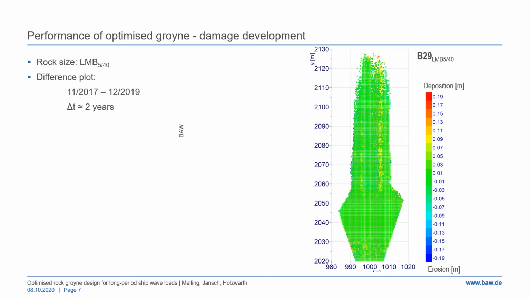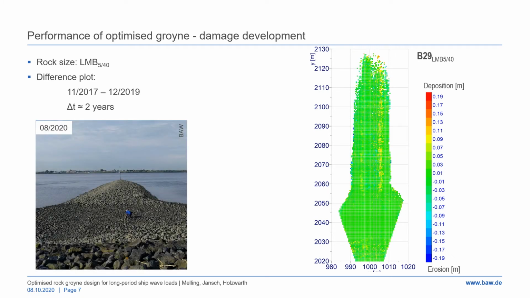Here we can see a difference plot after 2 years with the larger rock grading, representative of the groyne condition in December 2019. We can only see very small deformations in the order of 10 to 15 centimeters, also on the lee side of the groyne. These can be interpreted as an initial rearranging of the rock armour into a more stable position. The recent photograph from August 2020 shows that the groyne is still very much in a good condition.